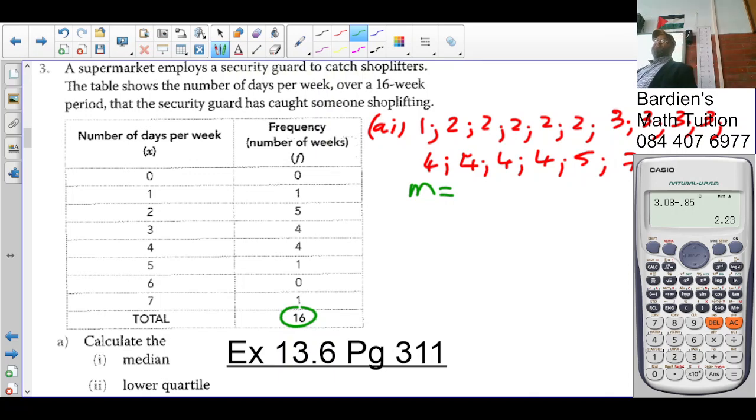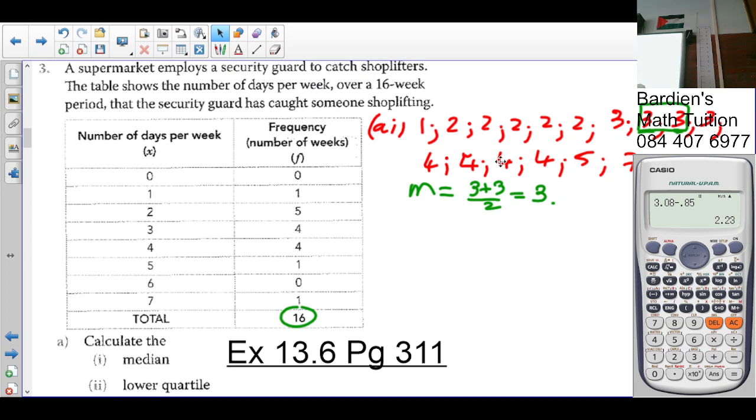Is there one or two numbers in the middle? Two. Which is 8 then? 9. So you count 1, 2, 3, 4, 5, 6, 7, 8, 9. So it's actually those two in the middle, not so? So it's going to be 3 plus 3 divided by 2, which is 3. Alright. The lower quartile.